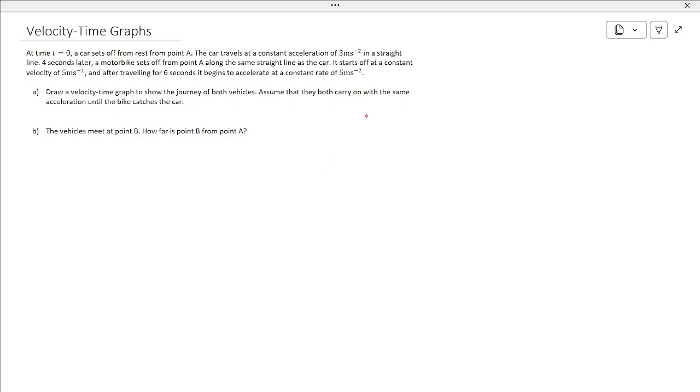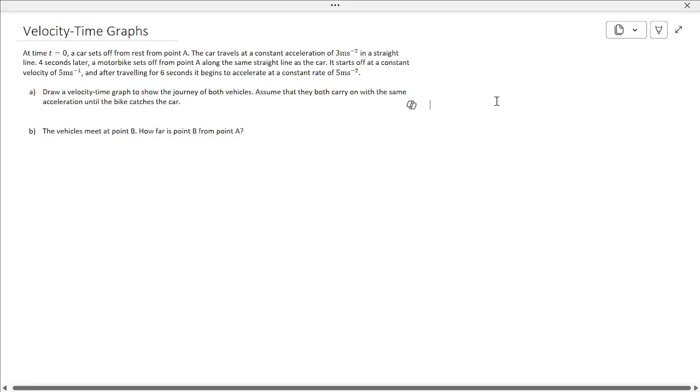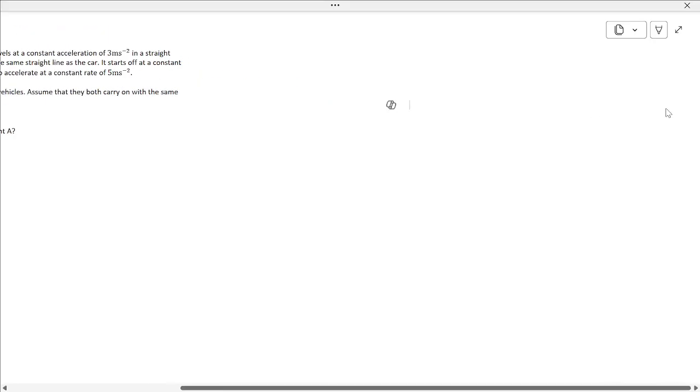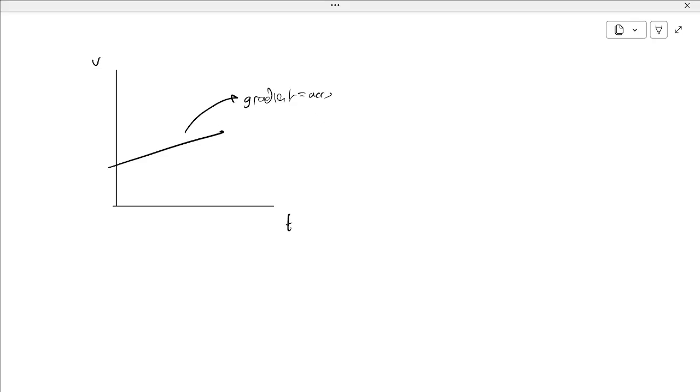So first, if you need a quick recap on how these graphs work, let's go to the side over here. We have a velocity time graph, like so. The important things you need to remember is that the gradient of the line is equal to the acceleration of the object. That's important. The gradient is the acceleration, and the area between the line and the axis will be the distance travelled or the displacement.